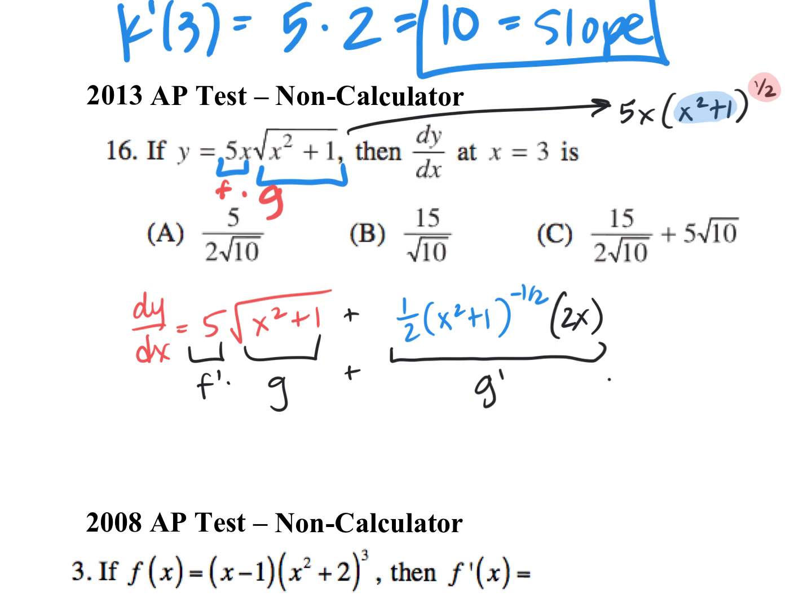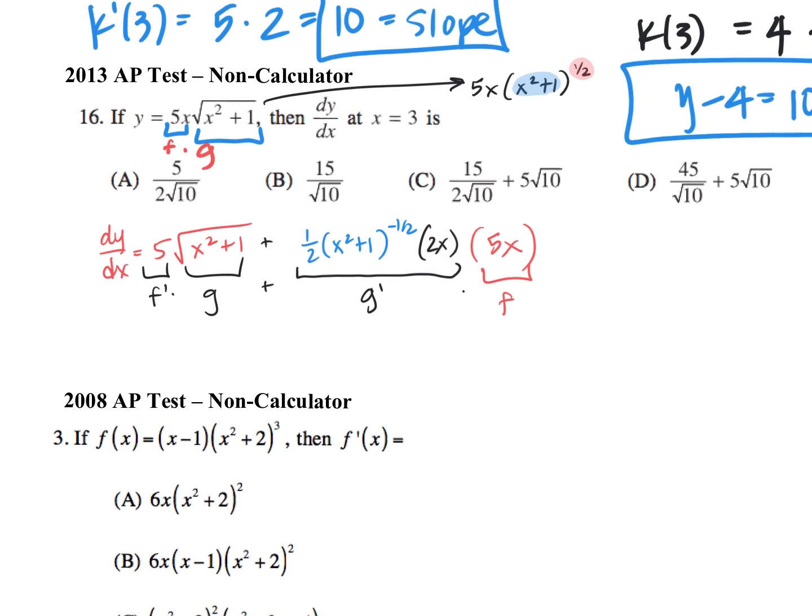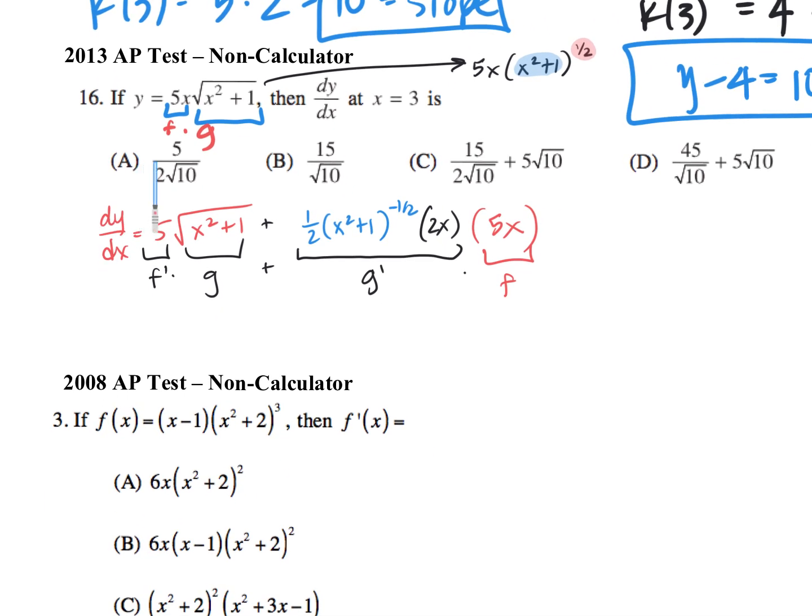Multiply this by f. What's f? Right, 5x. 5x, you got it. This is times f, which was just 5x. Oh my gosh, and who wants to murder this question? Because look at these answers. And this is where we are. We're going to get there, okay? We're going to get there.